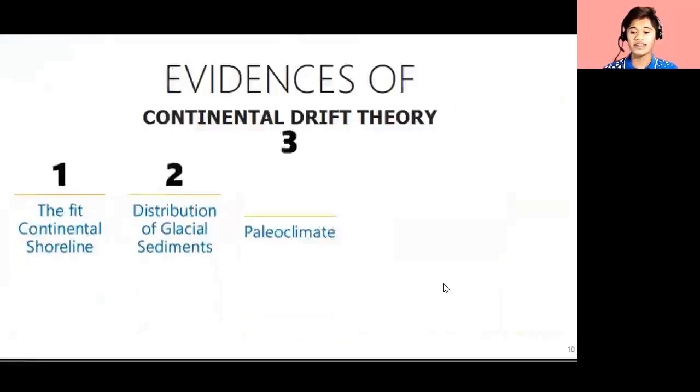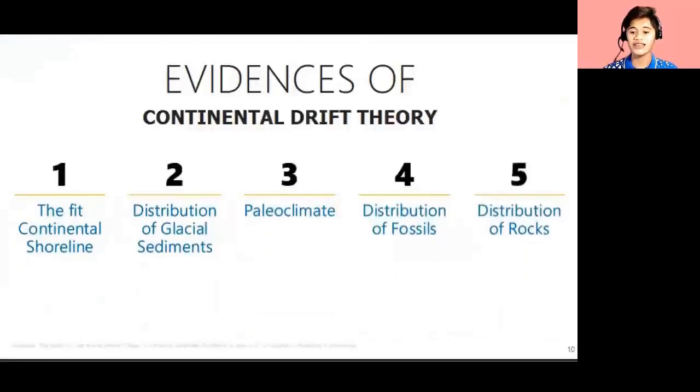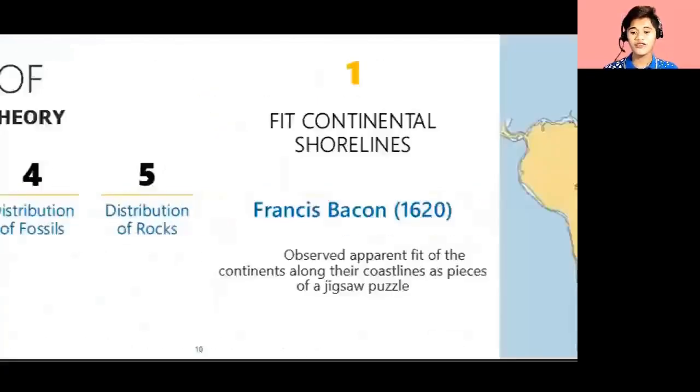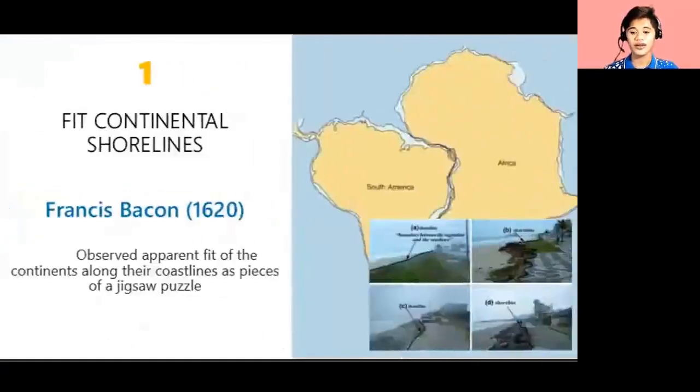As they go along for years and investigate about the theory, there were evidences found in some references. They have identified 5 evidences that include the continental shoreline, distribution of glacial sediments, paleoclimate, distribution of fossils, and distribution of rocks. Let's tackle first the continental shorelines.